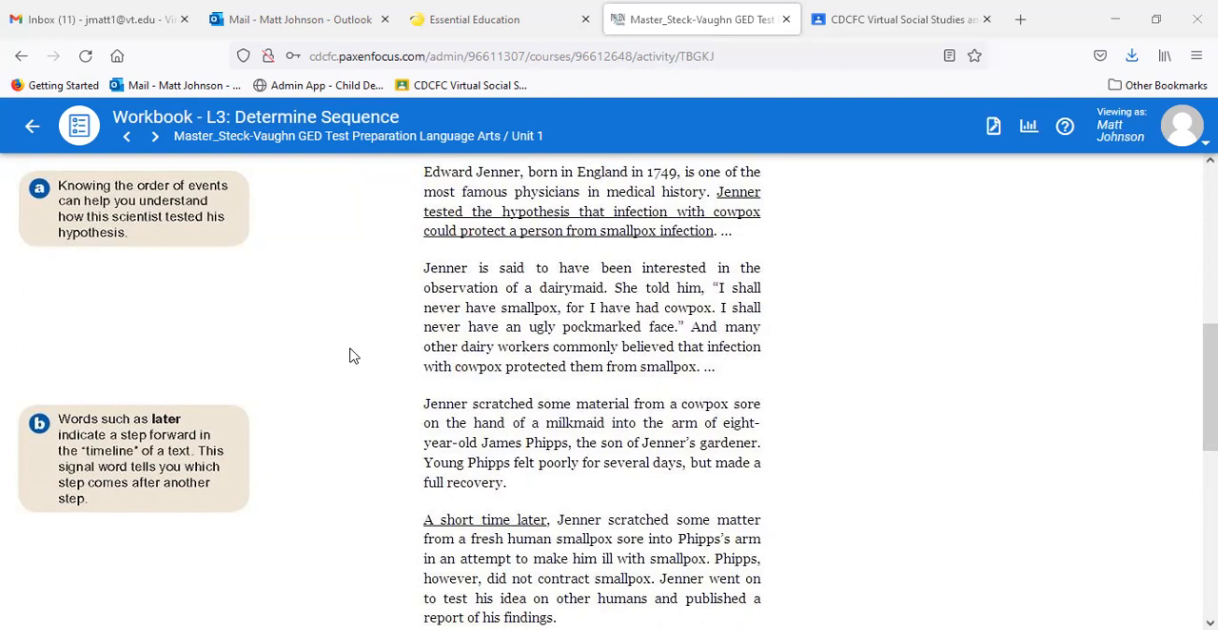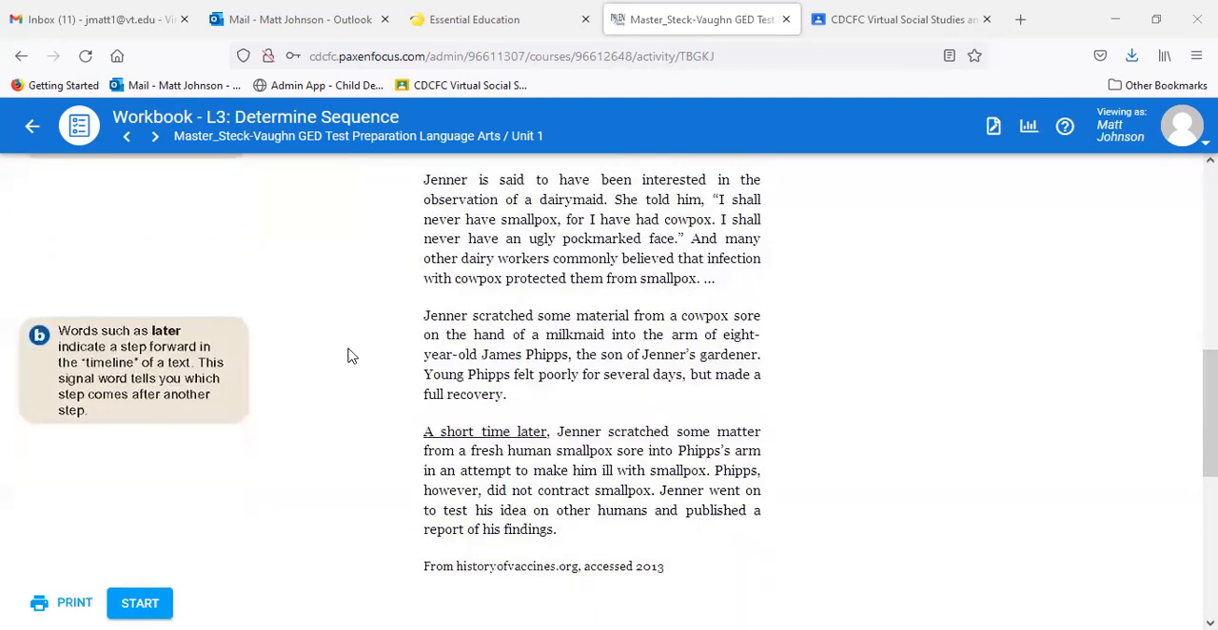And many other dairy workers commonly believed that infection with cowpox protected them from smallpox. Jenner scratched some material from a cowpox sore on the hand of a milkmaid into the arm of an 8-year-old, James Phipps, the son of Jenner's gardener. Young Phipps felt poorly for several days, but he made a full recovery.